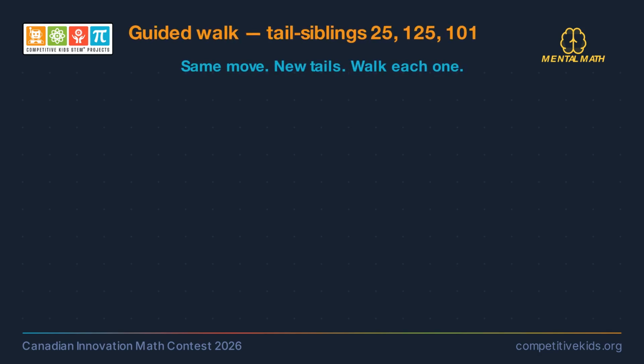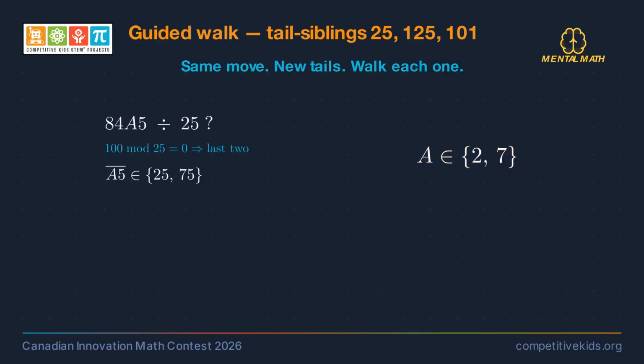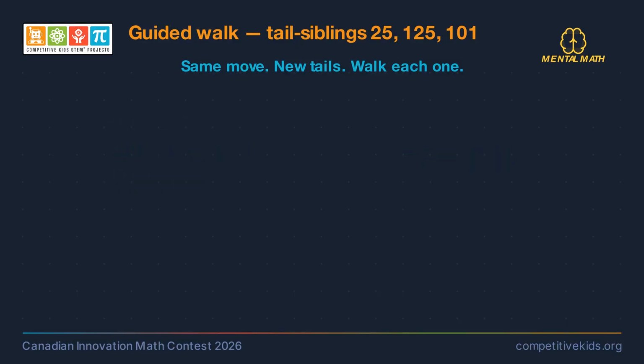Same move, new tails. Walk each one. First, find every A so that 84A5 is divisible by 25. 100 divides into 25, so 25 reads the last 2 digits. So A5 must be 25 or 75. That means A is 2 or 7.